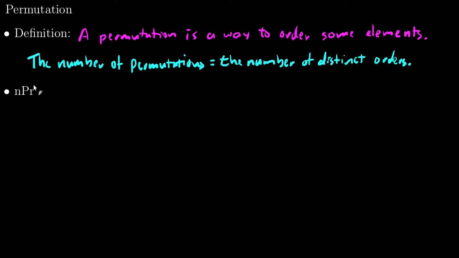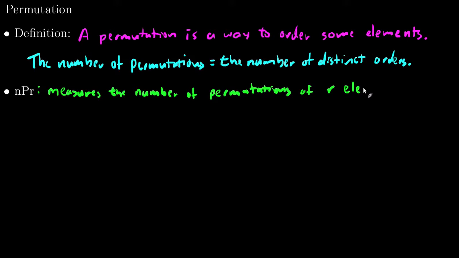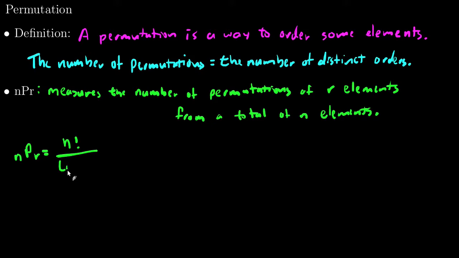Alright. nPr. Now, when I see this, it measures the number of permutations of r elements from a total of n elements. And the formula for nPr is n factorial divided by n minus r factorial. Now I'm going to start off by explaining this numerically, and then I'll get back into this a little bit algebraically, but not too deep because it gets a little bit messy.